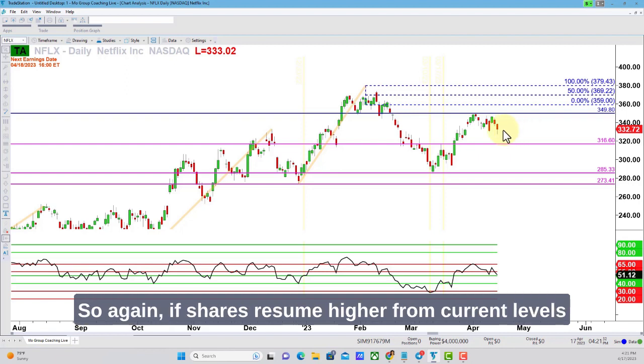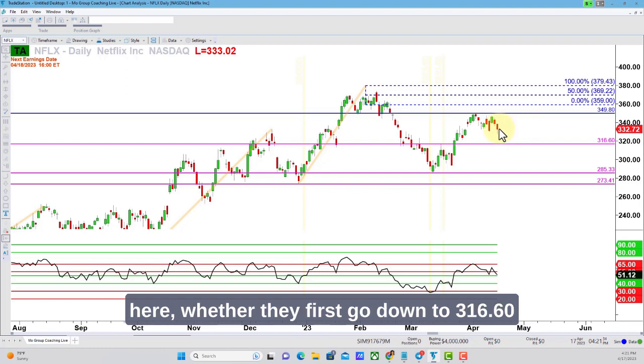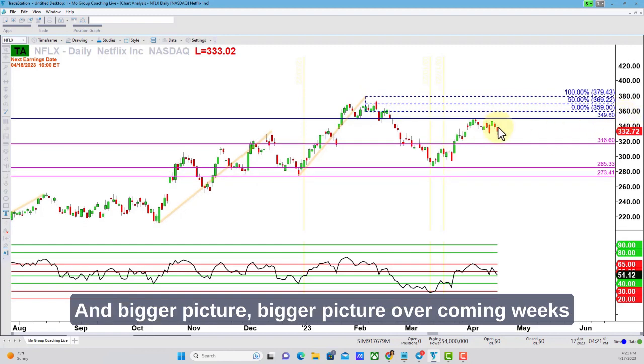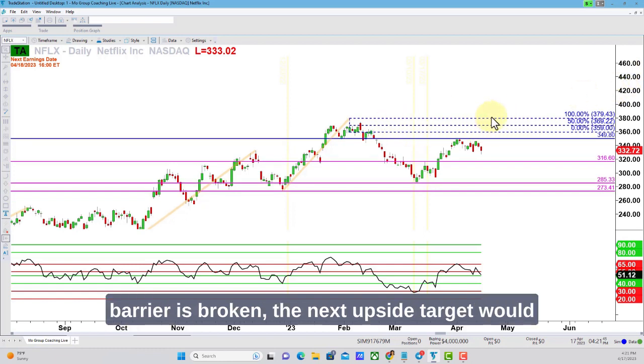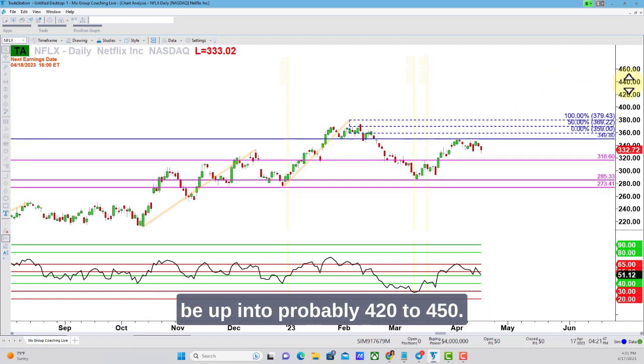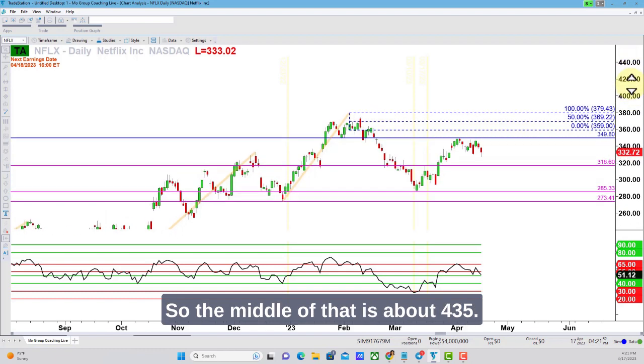So again, if shares resume higher from current levels here, whether they first go down to 316.60 or not, these are the initial upside targets, and bigger picture over coming weeks and months, I do see that if this barrier is broken, the next upside target would be up into probably 420 to 450. So the middle of that is about 435.